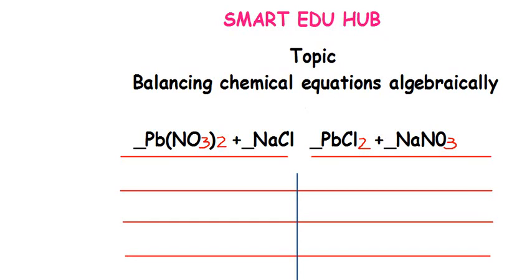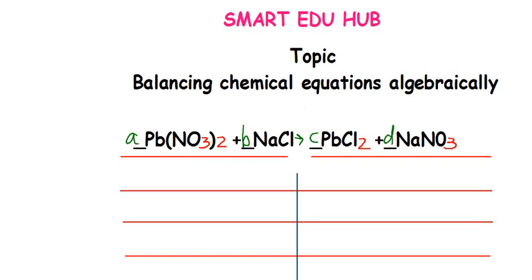We may substitute the missing number of moles by some kind of variables. Let us represent the number of moles of lead nitrate by A, those of sodium chloride by B, those of lead chloride by C, and those of sodium nitrate by D. The next step is to form equations using these variables.